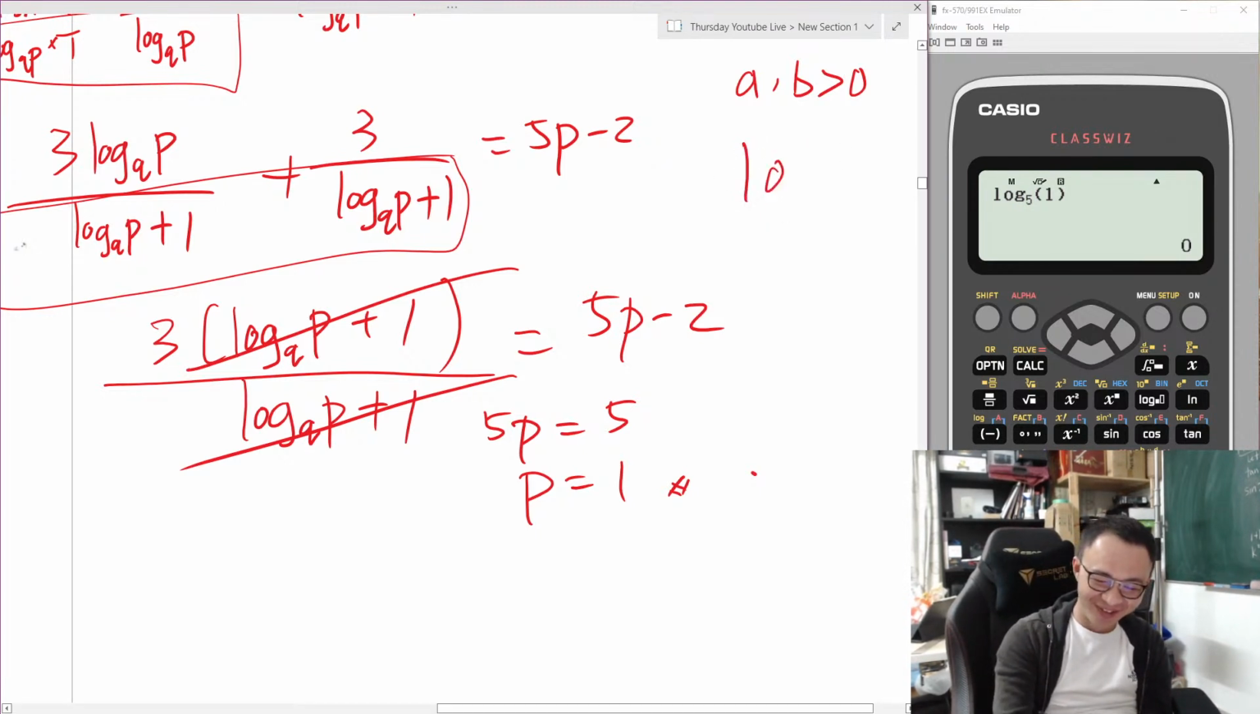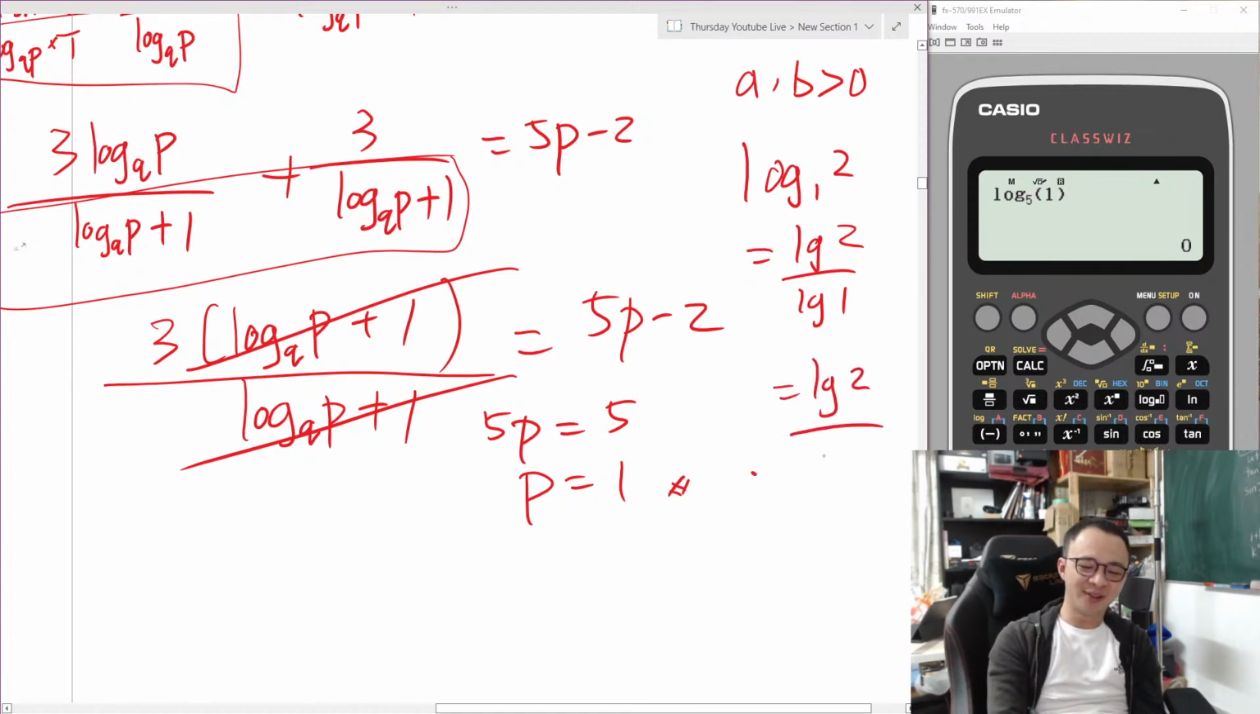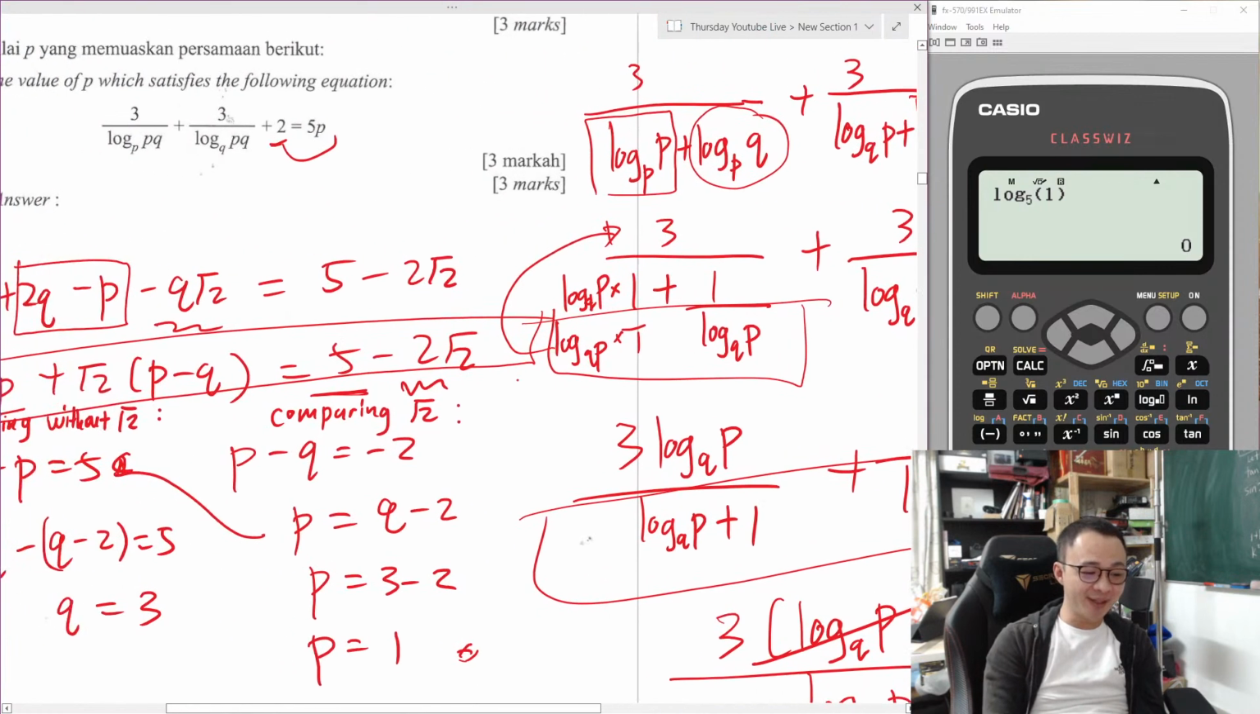It's giving a math error. Let's say I solve this one. Change to base 10: log 2 over log 1. Cannot divide by 0. Because log 1 is 10 to the power of 0, right? So the whole thing is 0, and then you cannot divide by 0.